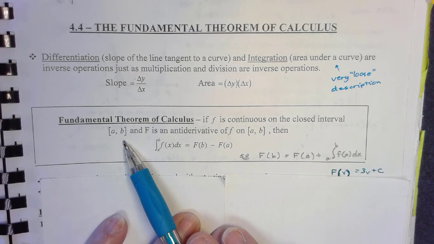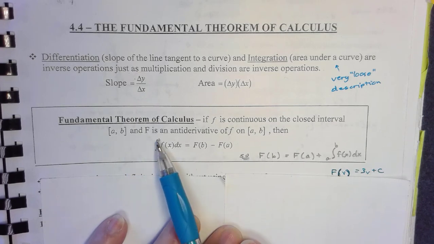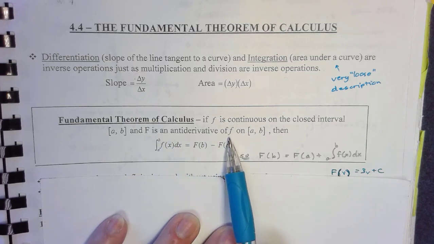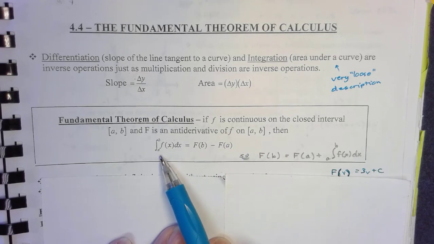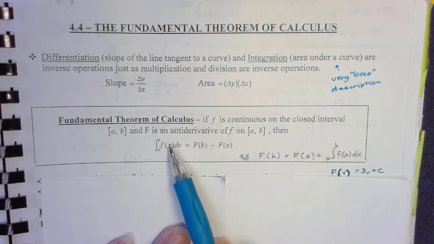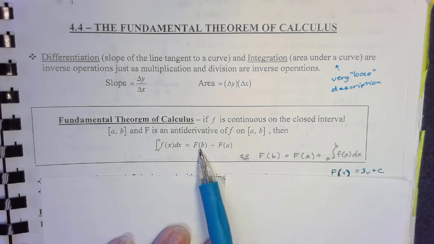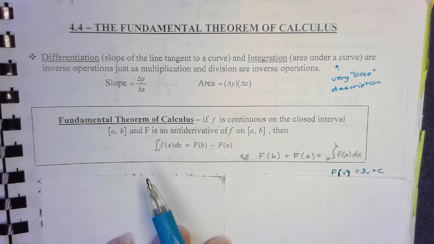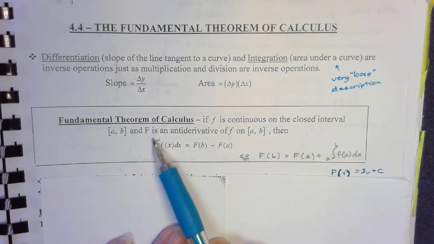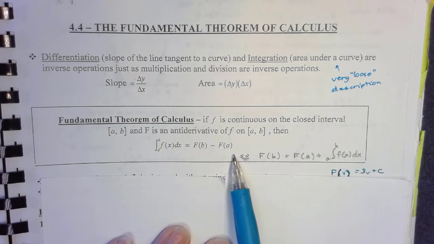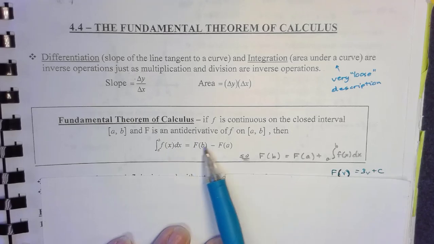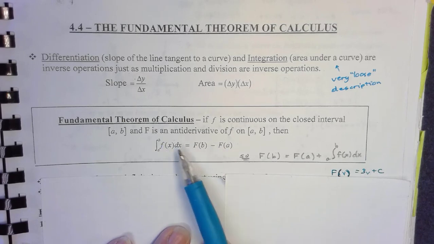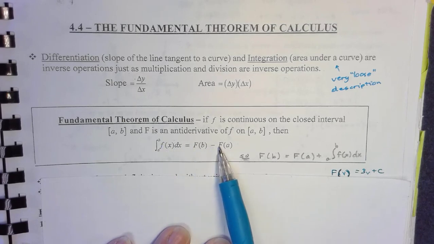and cap F is an antiderivative of f on the closed interval a to b, then the integral from a to b of f of x dx is cap F of b minus cap F of a. In other words, the change that occurs on my function cap F can be determined by integrating the derivative and evaluating that antiderivative at the endpoints and finding the difference.